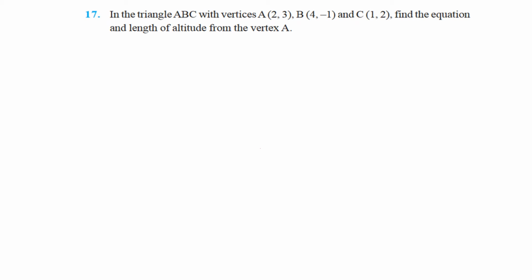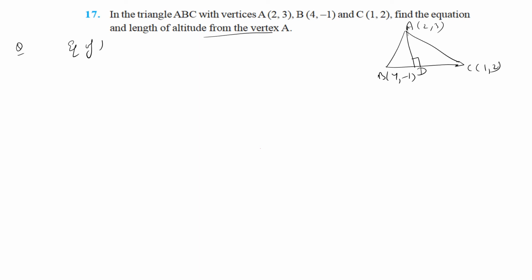Question number 17 says, find the length of altitude from vertex A. So say this is my triangle, and A is (2, 3), B is (4, minus 1), C is (1, 2). You have to find the length of altitude from vertex A. So this is the length of altitude. How do you find the length of altitude? It is the perpendicular distance. You need a point and then you need the equation. So what I need is the equation of line BC.